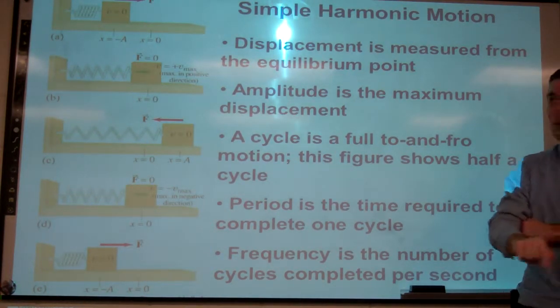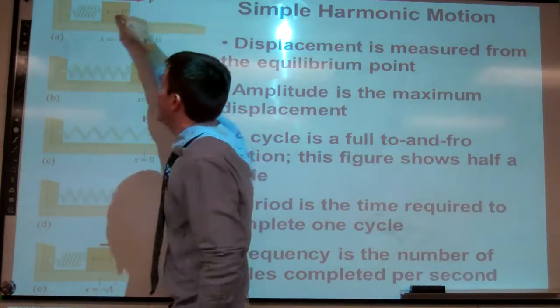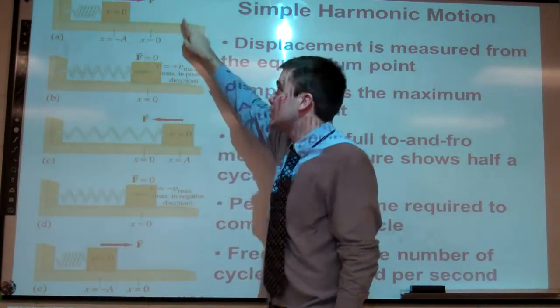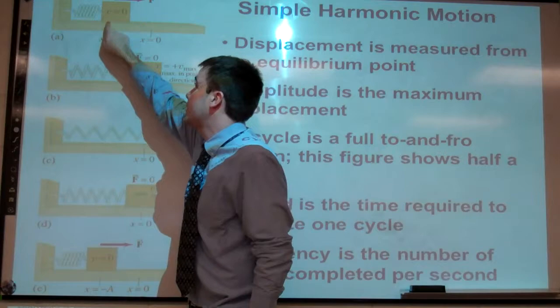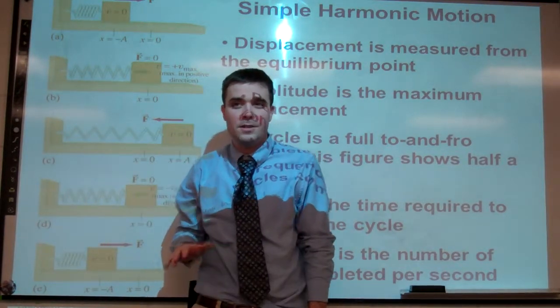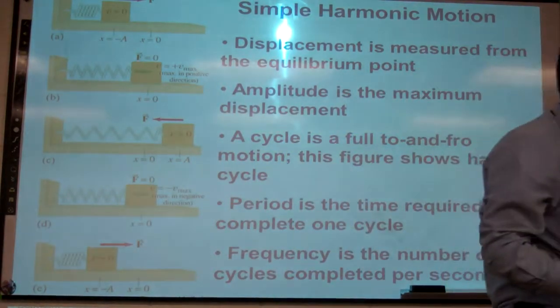Does that make sense? So let's say we pull it out here, it'd go there, and back to there. That's one cycle. If we started there, we go there, and back. Does everybody kind of understand what a cycle is? We'll do it with the pendulum as well, which I think will be a little easier to understand.